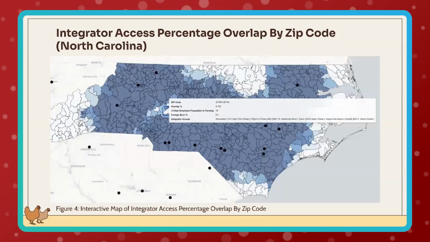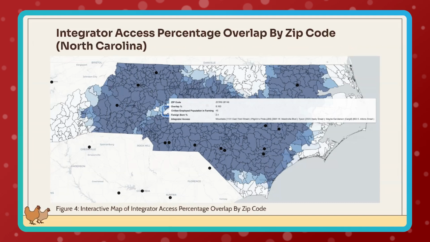Then we created an interactive map in order to see the percentage overlap of the area of access per integrator with the zip code area alongside foreign-born farmer population statistics. The darker the blue, the higher the percentage overlap of integrator access it has, and the lighter the color, the lower the percentage. This was helpful because the data can be misleading when only looking at the count of integrators each zip code has access to.